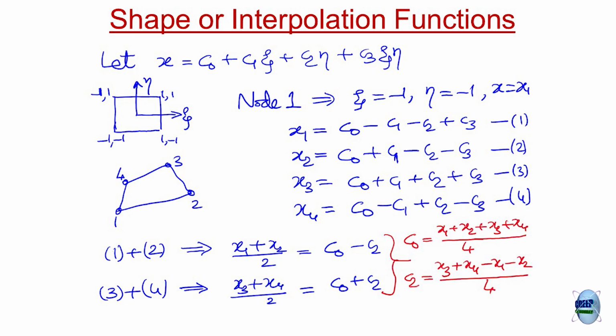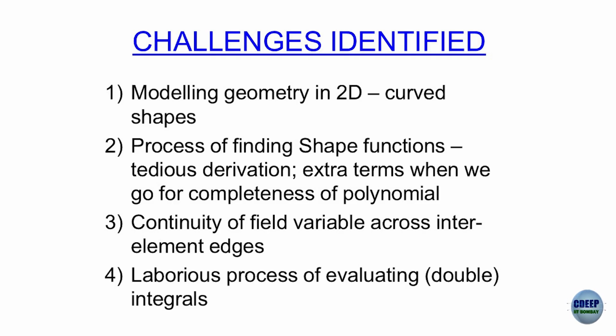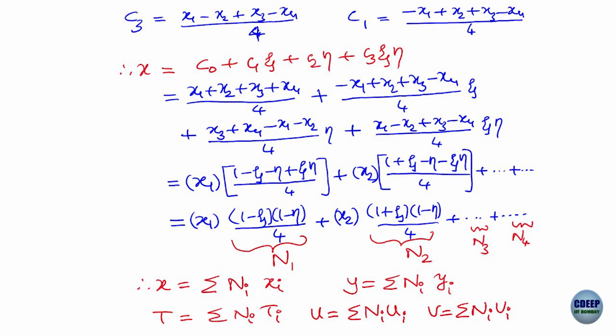So what I propose, because I said natural coordinates is an advantage. It will not give you this nuisance of laborious way of finding shape functions. That was our challenge number 2, I think. Yeah, process of finding shape functions, tedious derivation. But then when I introduce natural coordinates, what I am doing is the same process. So, that is laborious anyway. So, I have to give you some shortcut way of doing it. While this can be still done, okay.